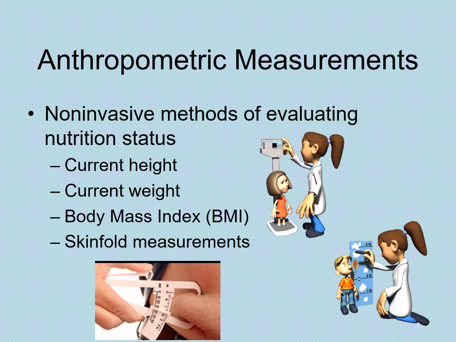Anthropometric measurements. Anthropometric measurements are non-invasive methods of evaluating somebody's nutritional status. So there are a lot of different types of anthropometric measurements. And the ones I really want to focus on here are body mass index.